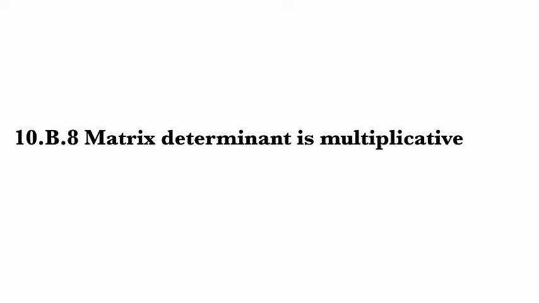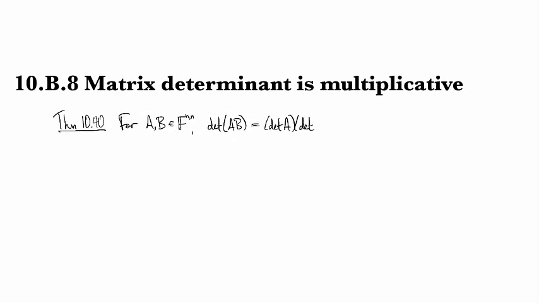And now we'll see that the determinant of the matrix product AB is equal to the determinant of A times the determinant of B. So this is Theorem 1040. So for A and B, both n by n matrices, the determinant of AB is the determinant of A times the determinant of B.